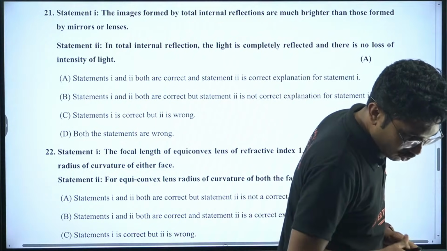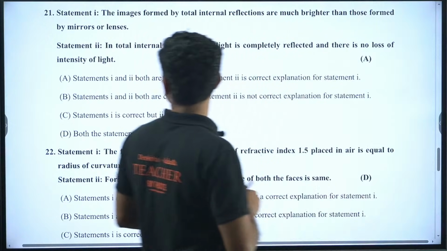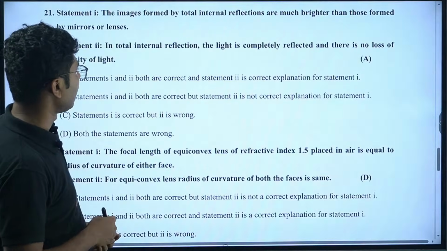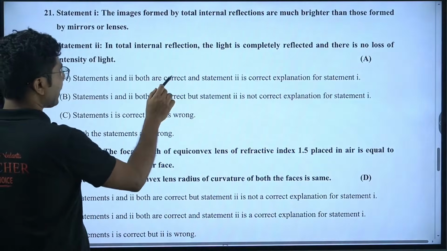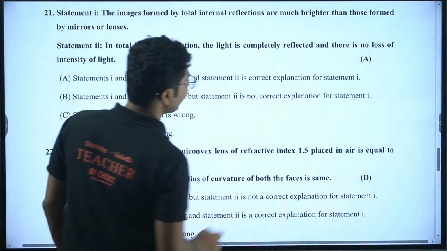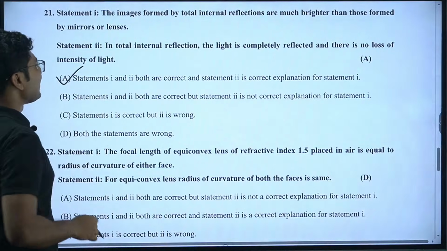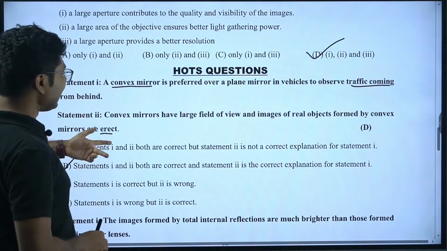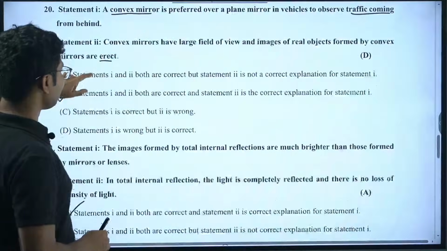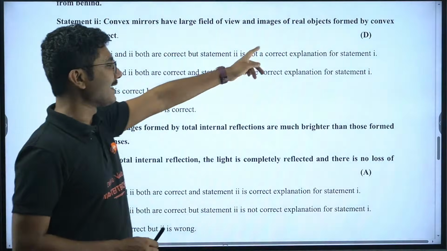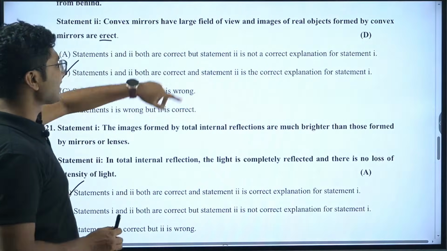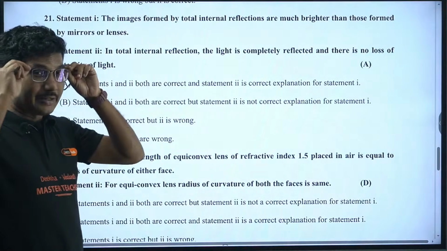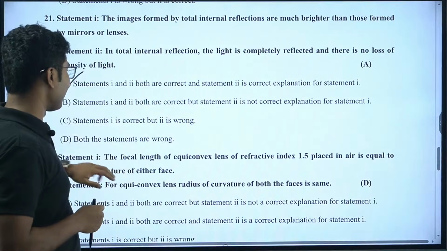Next, this question, who will answer this? 21. Komal is saying A. Why A? Okay, sorry. Statement 1 and 2 both are correct, and statement 2 is the correct explanation. So they have changed the order. That's why be careful, read the options. Generally this comes as option A, but in the first question they have given not a correct explanation in option A, and the correct explanation is given in option B. In NEET or in competitive exams, generally this is the correct order.